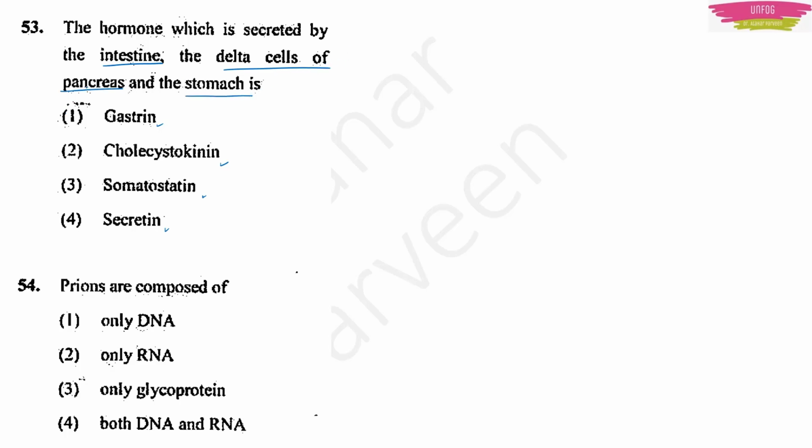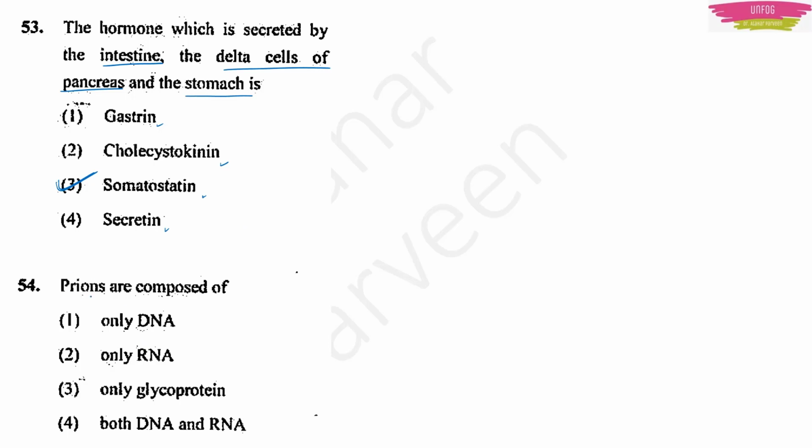So intestine basically secretes hormones like gastrin and somatostatin. Delta cells of pancreas secrete hormones like somatostatin, and the stomach secretes hormones like renin, gastrin and somatostatin. Now if you look into it, the somatostatin is the common hormone which is secreted by all these three organs of our body. So option 3 somatostatin is the right answer.